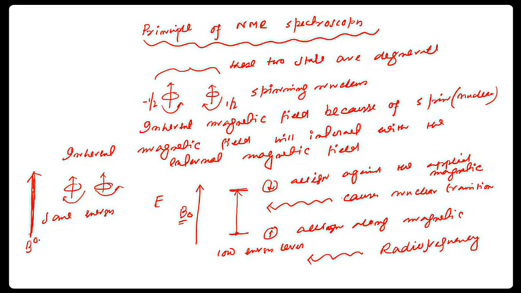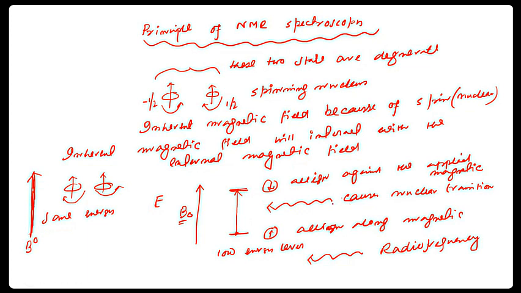But if we apply an external magnetic field, then the proton nucleus with plus half will align and have low energy, and the spin with the value minus half will oppose the external magnetic field and have high energy. So the degeneracy breaks into two energy levels.